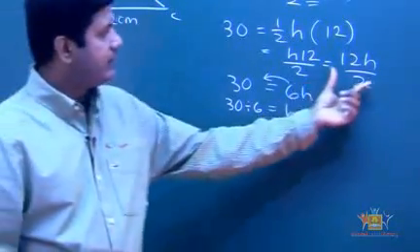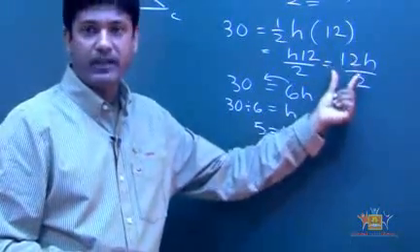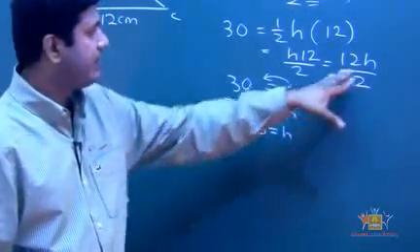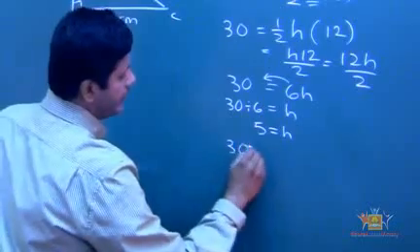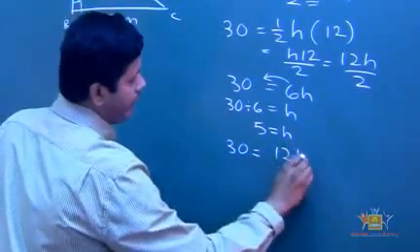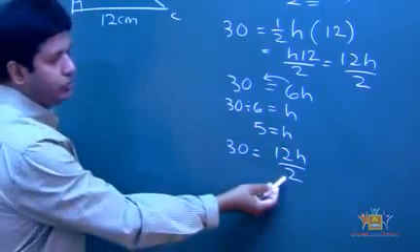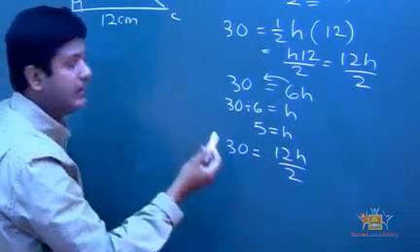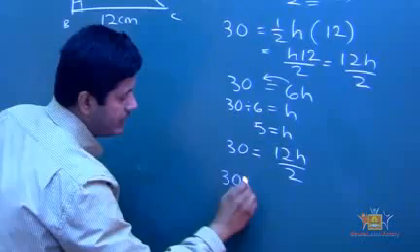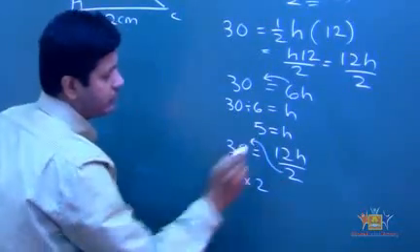Now, if you don't want to simplify, let's say it couldn't be simplified, how do you do that? Same thing. Let's rewrite that one. We know 30 equals 12h over 2. Now, what's 2 doing to h? It's dividing. Division across the bridge becomes multiplication. So 30 times 2 when I bring that across the bridge.